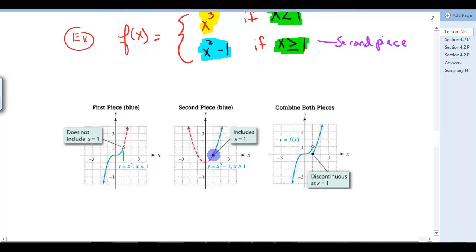So here's 1. We have a closed circle because of that equals, and it's just this piece because it's everything beyond 1. So when you put those pieces together, we have this piece here and this piece here. One has an open circle, one has a closed circle, and it's discontinuous at x equals 1, meaning it breaks, it's not connected there. So it's not a continuous graph, and it is made up of those two pieces.